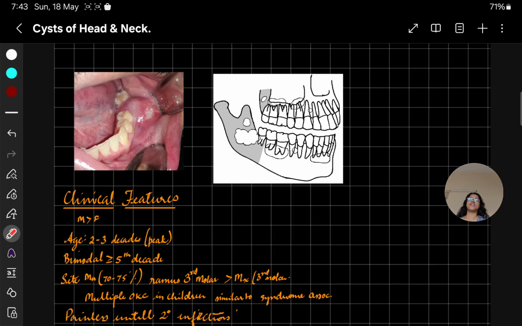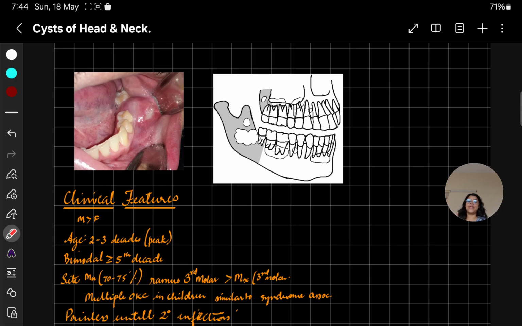Next we come to the clinical features. Now is the easy part. Males are more prevalent than females. The age is 2 to 3 years, not years, decades. The 20 to 30 decades is the peak of this cyst.